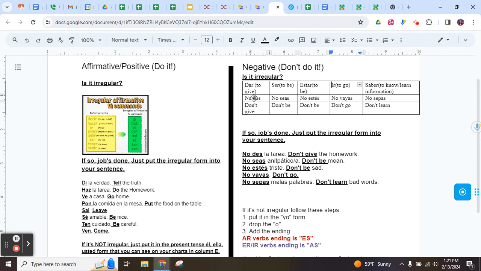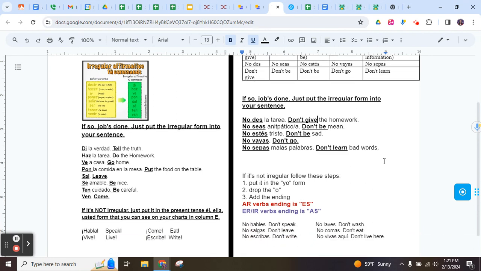So no des, don't give. No seas, don't be. No estés, don't be. And remember, no seas would be characteristics, and no estés would be don't be for something like feelings. No vayas, don't go. No sepas, don't learn. And here you can see each one of those in a sentence. Notice I didn't do anything more to them. If they're on the chart, your job's done. Just do what it says in the chart. And these are the only irregulars that exist. So if they're not on here, you don't have to worry about it, okay?